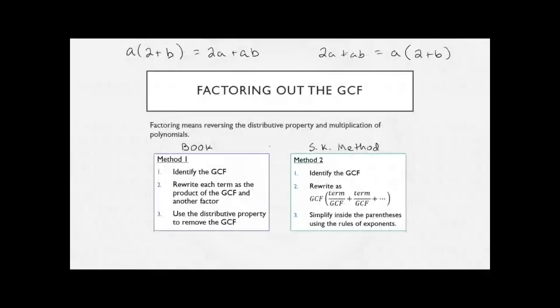Method 1 says rewrite each term as the product of the greatest common factor and another factor. What this means is that you have your 3q minus 15, and we have two terms here, the 3q and the 15. You're trying to separate out the greatest common factor. 3q is just 3 times q, so I can separate that out. But to get to 15, that would be 3 times 5.